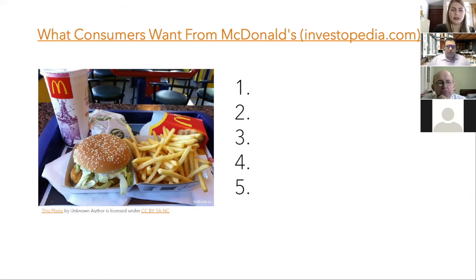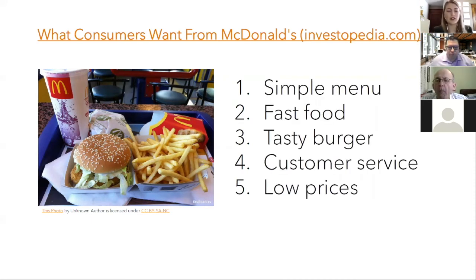So this article identified 5 things that consumers were expecting from McDonald's. These are the top 5 things that consumers expect from McDonald's. First one, a simple menu. So not a whole lot to look at. Most people already have the menu memorized. You know what your order is before you get there.